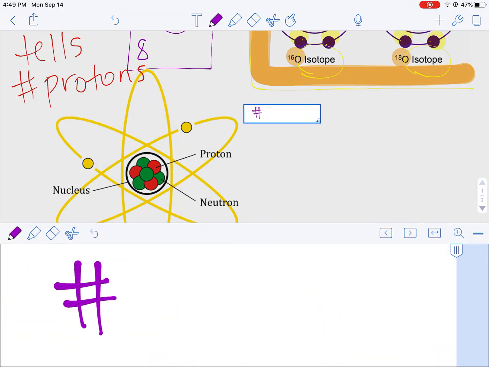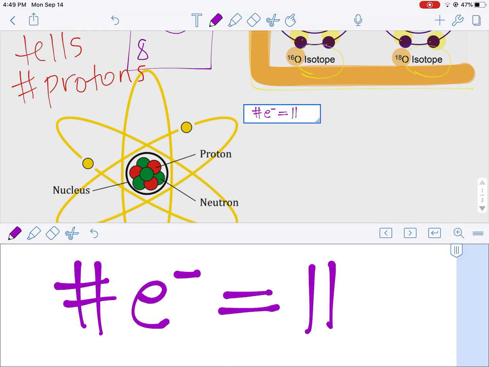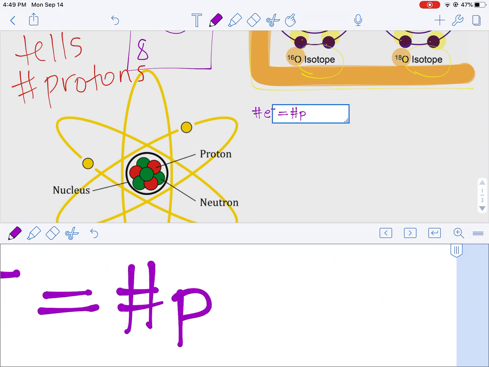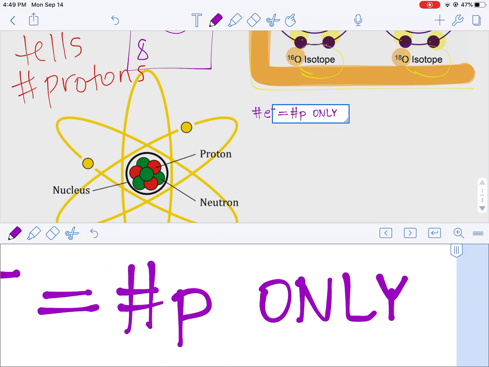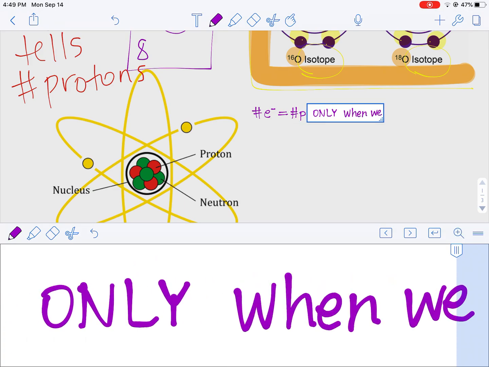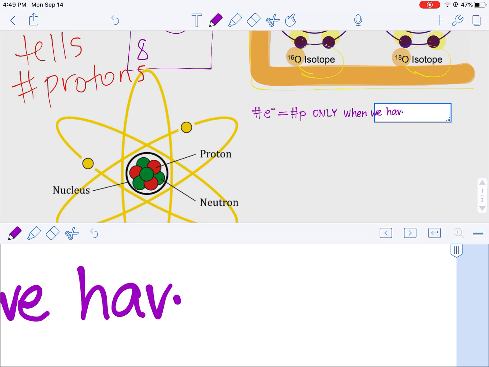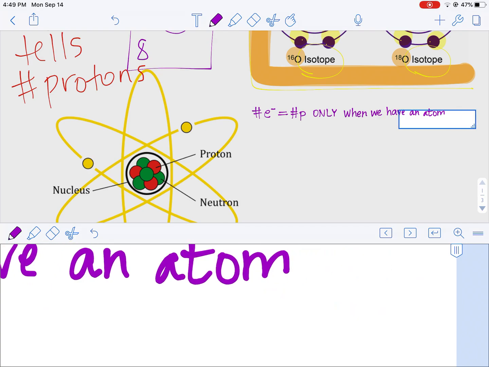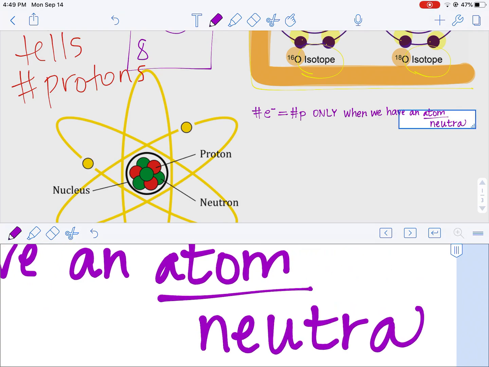The number of electrons, a lowercase e with a negative sign is how we abbreviate electrons, equals the number of protons only when we have an atom. And that's because atoms are electrically neutral. In other words, the negative charge and the positive charge have to cancel each other out.